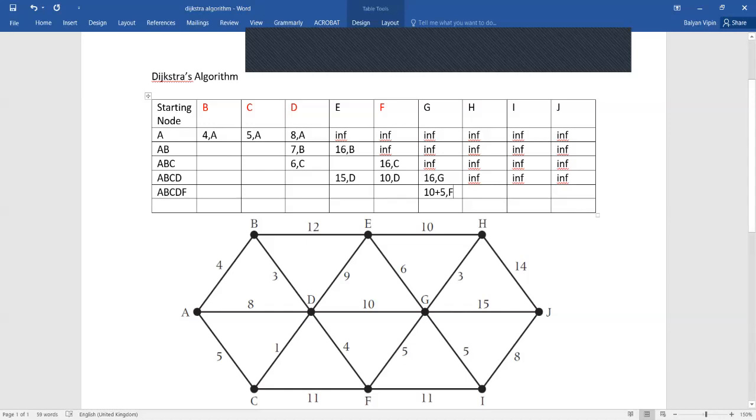Now F is now connected to I. It's not connected to H, so it will remain INF. So it's connected to I with a number. Cost function is 11. And what is the cost to reach F? It's 10. So it will be 10 plus 11. Let me change it. So 10 from here and 11 from this to this. And there's no link between F and J. So again, the cost is INF or infinite.